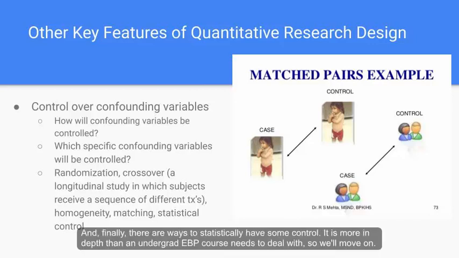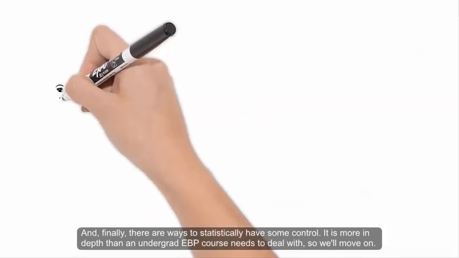And finally, there are ways to statistically have some control. It is more in-depth than an undergrad evidence-based practice course really needs to deal with, so we'll move on.